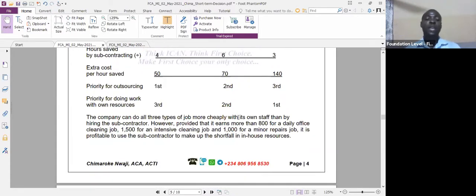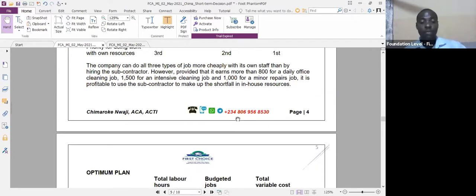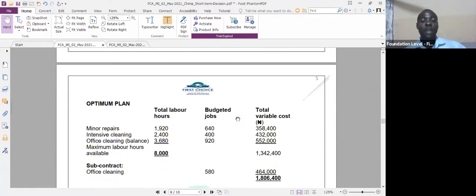So, but you know, the company can do all these three jobs. Yes, but the company decided that they will have to take a subcontractor because it cannot do everything. It will just do two, but the third one will remain undone if they don't give it to an outside contractor. Okay, so let's see the next step that is going to be done, optimal plan.